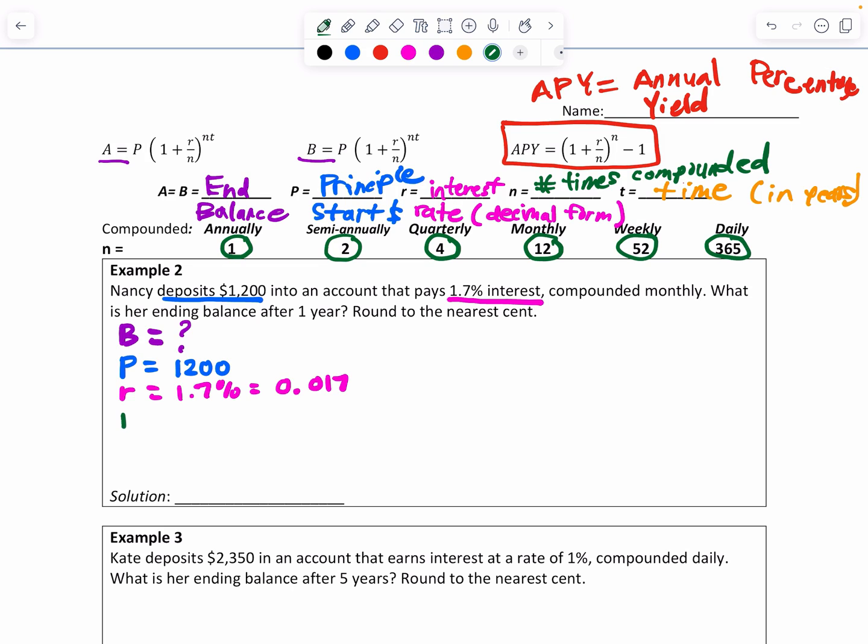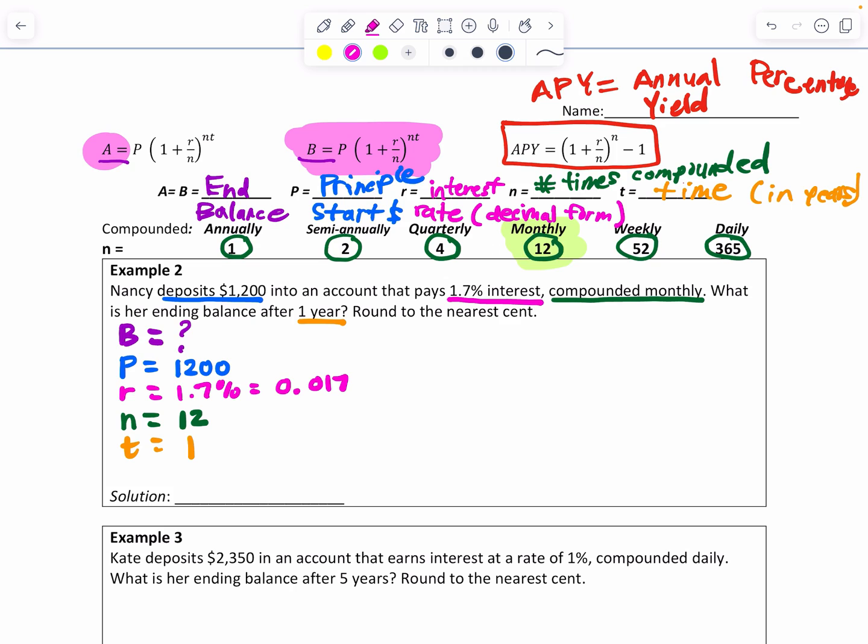N, how often is it compounding? Compounded monthly. So N is going to be 12, because it will be compounded 12 times per year, once after each of those 12 months in a year. And T, time after 1 year, so T will equal 1. All right, so I'm using this formula right here. We could have used this one too, but I wrote B equals, so we'll use the one that says B equals.